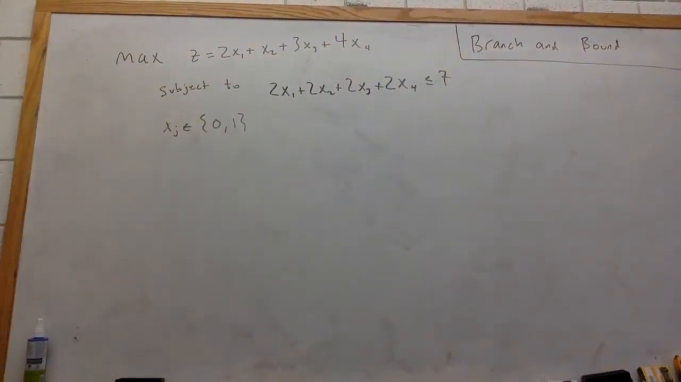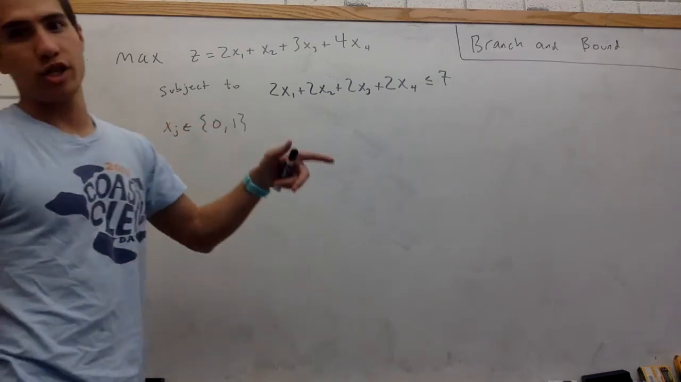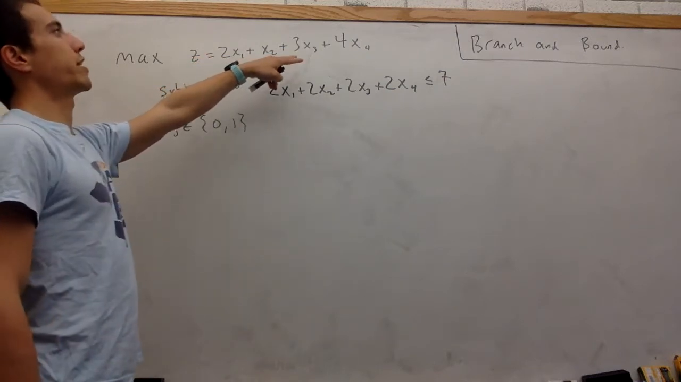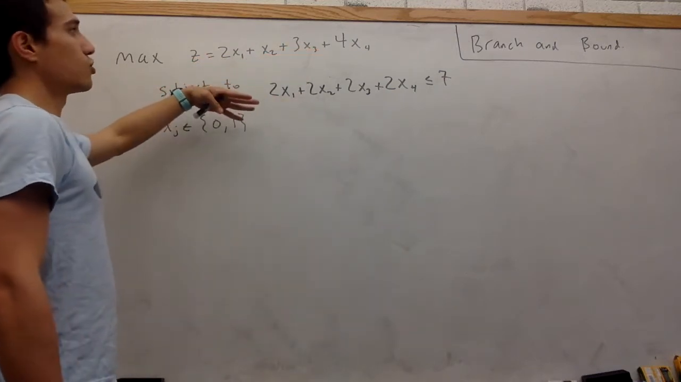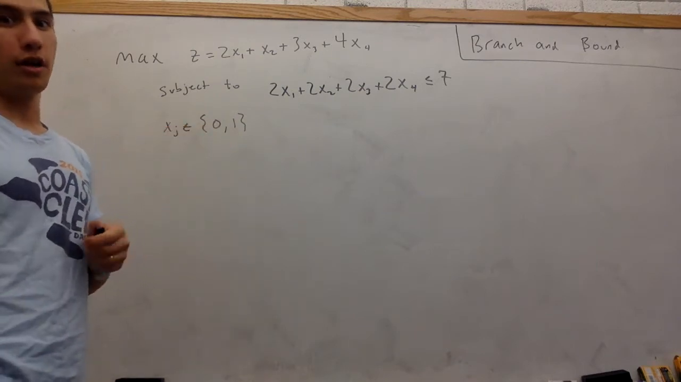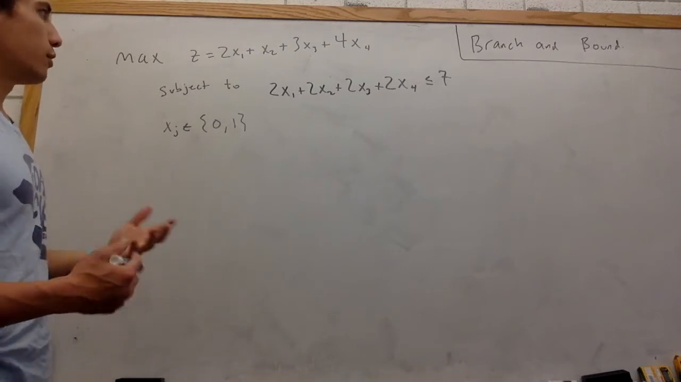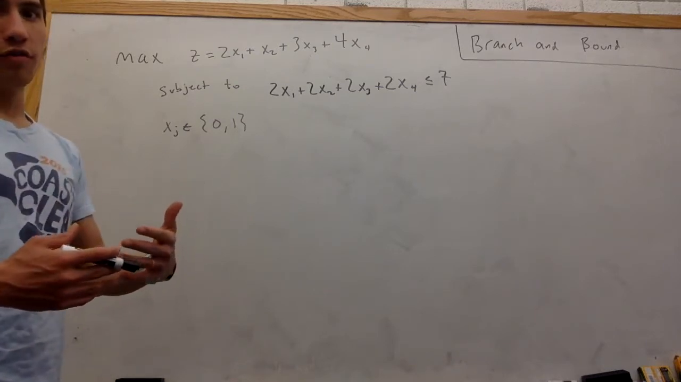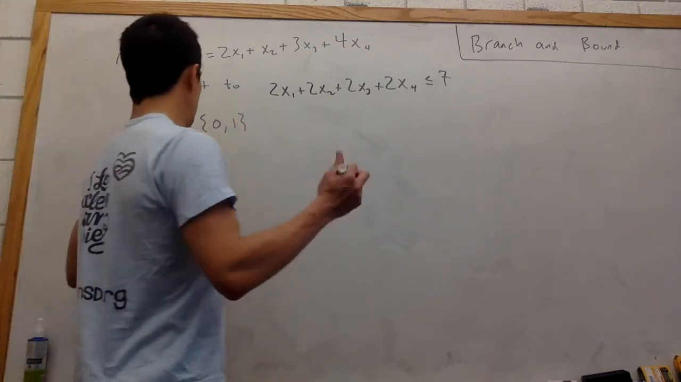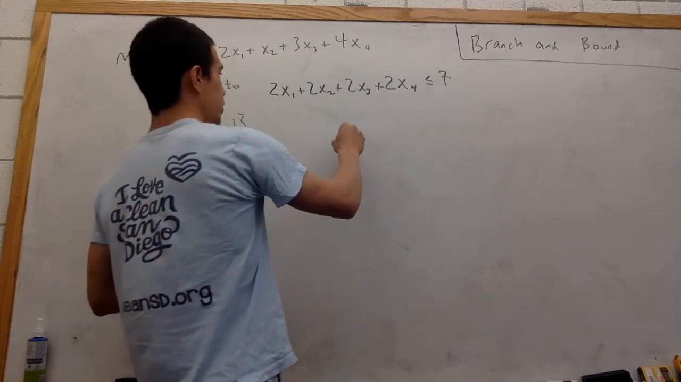Okay, in this video, we're going to solve a binary integer program using the branch and bound algorithm. So here is our objective function, 2x1 plus x2 plus 3x3 plus 4x4, subject to this constraint, and subject to the constraint that all of the variables are either 0 or 1, or binary. So we're going to use the branch and bound algorithm. For the branch and bound algorithm, we're going to solve various LP relaxations of this problem. So we'll start by just solving the LP relaxation of this problem.